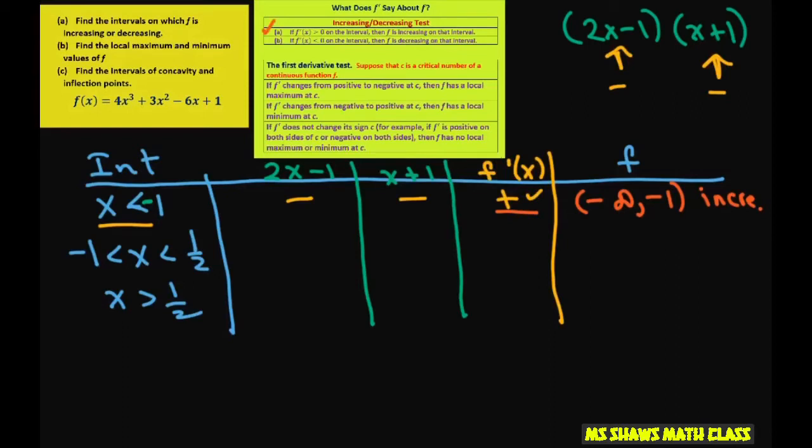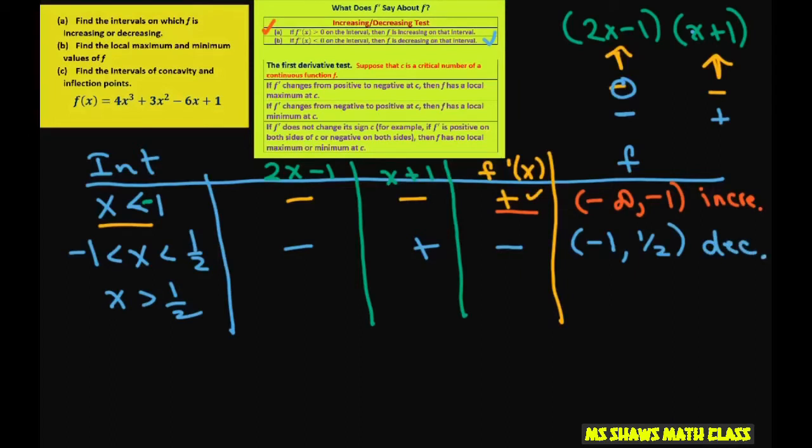All right. So in between negative 1 and 1/2, let's just plug in 0. If I plug in 0 in here, I'm going to get negative. If I plug in 0 on this one, I get positive. So negative, positive. Negative times a positive is negative. Since this is negative, that means it's decreasing on the interval negative 1 to 1/2.